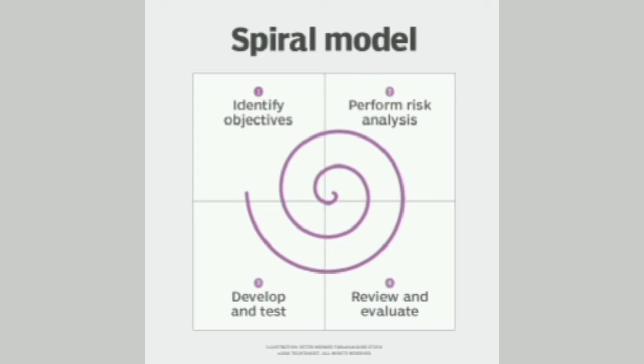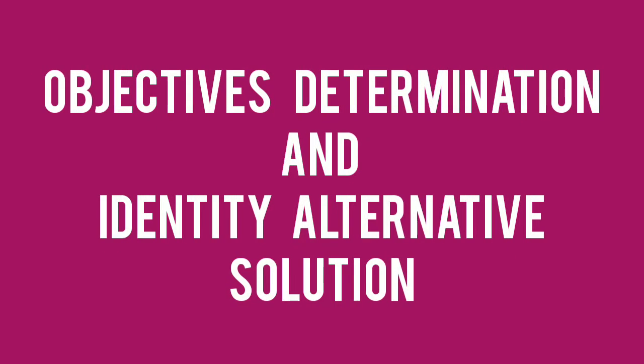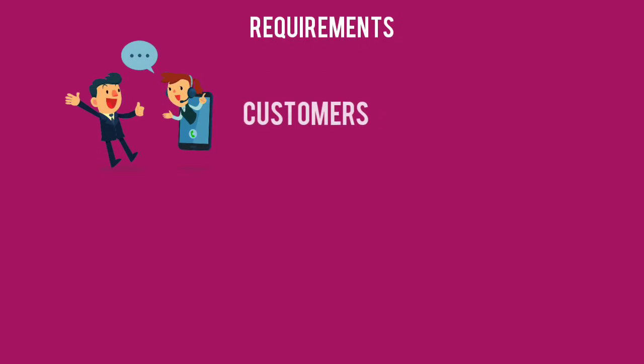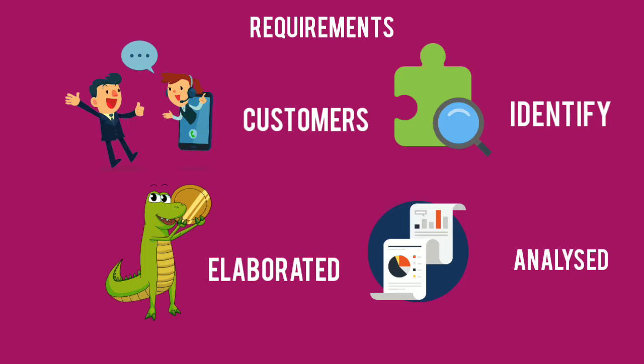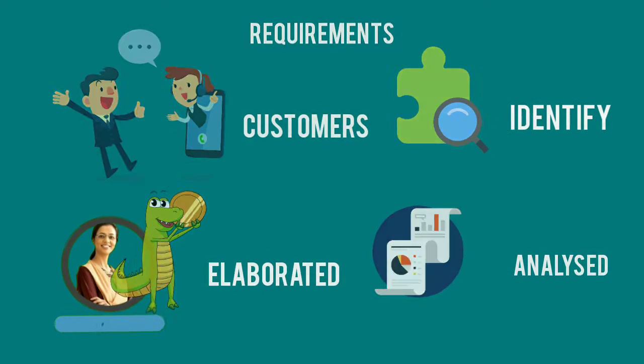Each of the phases of the spiral model is divided into quadrants. The functions of these quadrants are as follows. The first quadrant explains the objectives, determination and identification of alternative solutions. In this case, requirements are gathered from the customers and the objectives are identified, elaborated and analyzed at the start of every phase. Then alternative possible solutions for these phases are proposed in this quadrant.